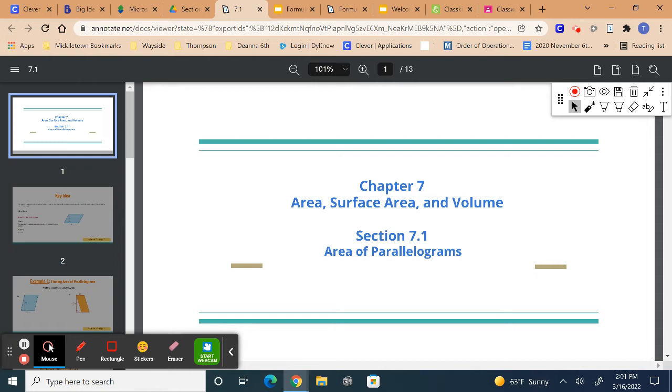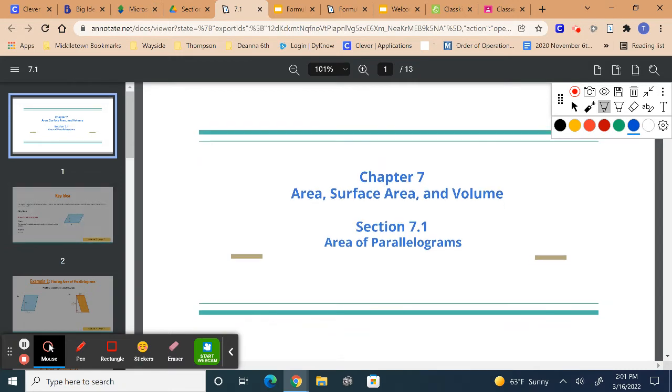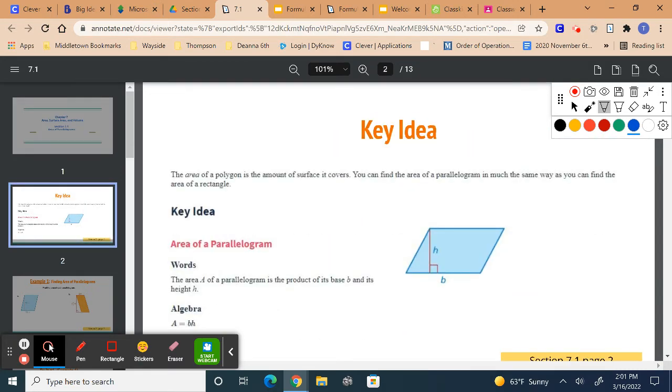All right. So we are doing 7-1. We're on 7-1, area of a parallelogram. Make sure you're taking notes. Make sure you're underlining, doing whatever you need to, because this is the beginning stage. This is an important key one. All right, here we go. So we are on area of parallelograms. We're going to start with the key idea first.